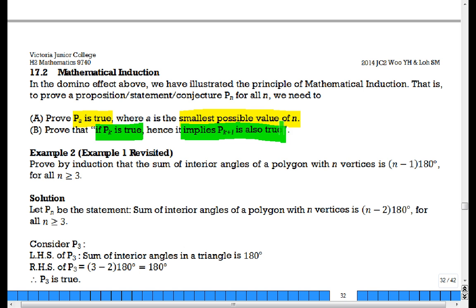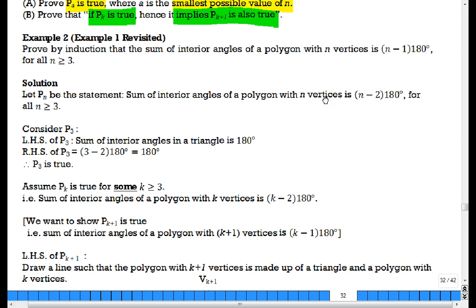Never mind. Let's do example 2. Let's do it together. Now the question asks us, okay? Is there a typo? Yes, there is. Of course. How can it be minus 1? Okay? 3 sides. 3 sides must be 180, right?